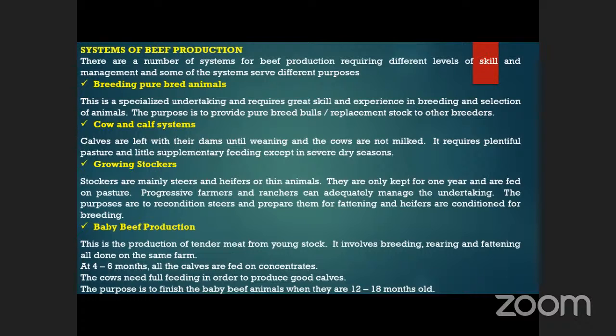Progressive farmers and ranchers, these are co-owned ranches, can adequately manage to undertake. You get a smaller number which you can take control of. Don't go and look for a bigger number which you cannot. The purposes are to recondition steers and prepare them for fattening, and heifers are conditioned for breeding. Heifers are those animals which have not given birth, the virgin female cows. Those ones are called heifers.